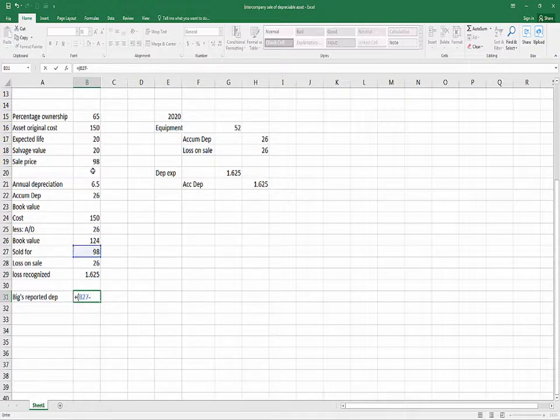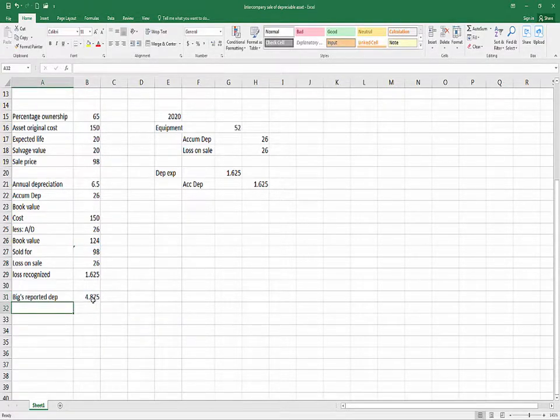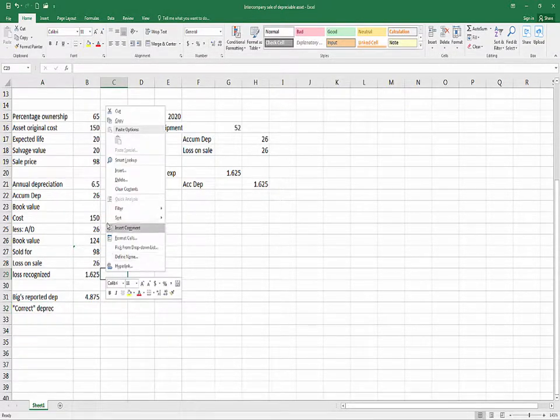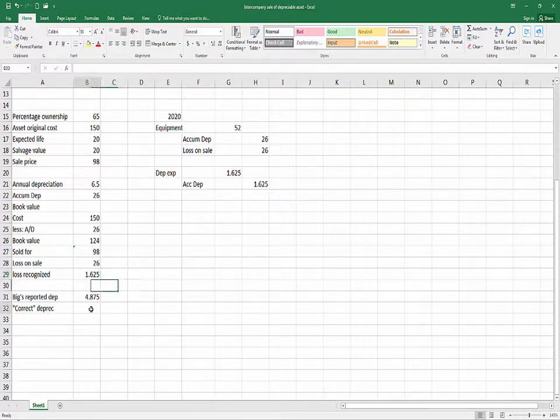That salvage value still applies. Salvage value up here. And this thing has a 16-year life remaining. So Big's reported depreciation is 4.875. The correct depreciation is that 6.5 figure that we calculated up above, a difference of, believe it or not, 1.625.